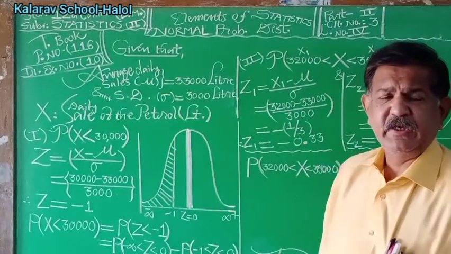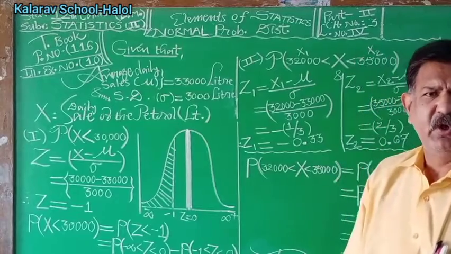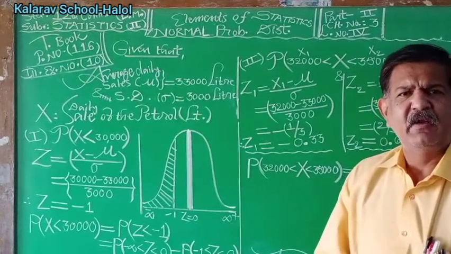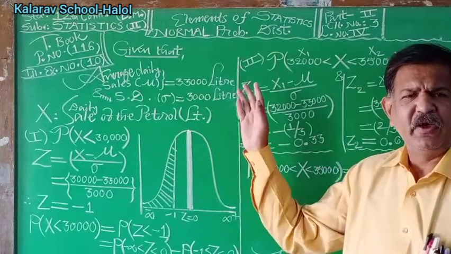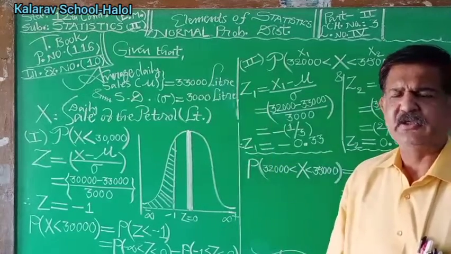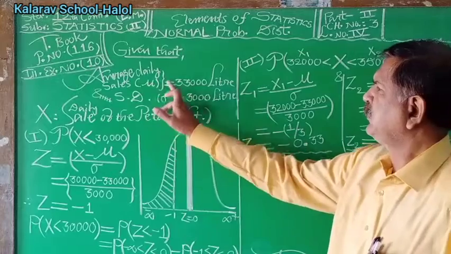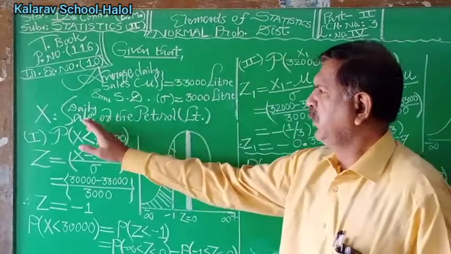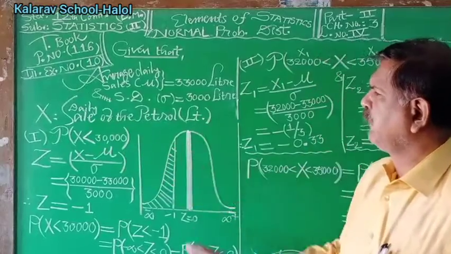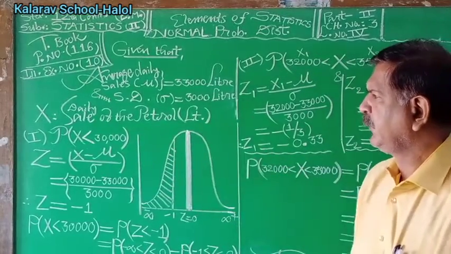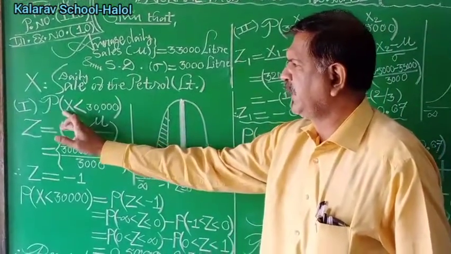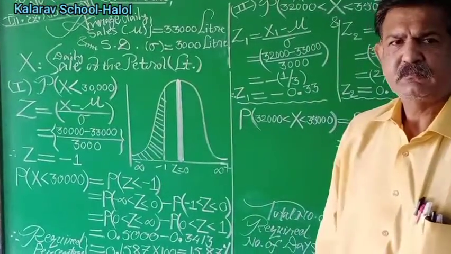In a particular city, the daily sales of the petrol follows the normal probability distribution with the average sale 33,000 liter and the standard deviation is 3,000 liter. Therefore, mu is 33,000 and sigma is 3,000 liter. X denotes daily sale of the petrol in terms of liter. This is the unit. In the first case, the required answer is probability that X less than 30,000.